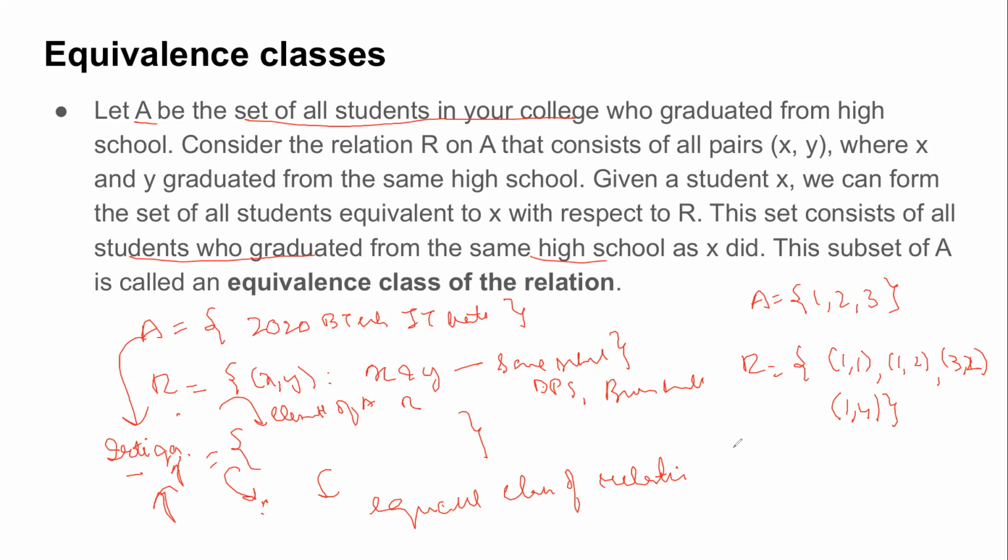Now I pick up an element say 1. Now I ask you, what is its equivalence class? The equivalence class should consist of all the elements, not ordered pairs, which are related to 1 via R. So can you tell me what are the elements? Excellent. 1 is related to 1, 1 is related to 2, 1 is related to 4. So this is a subset of A, but how did you define that? With respect to a particular element. So this is what we call the equivalence class of a relation.